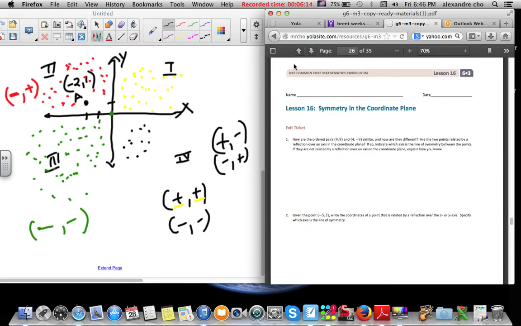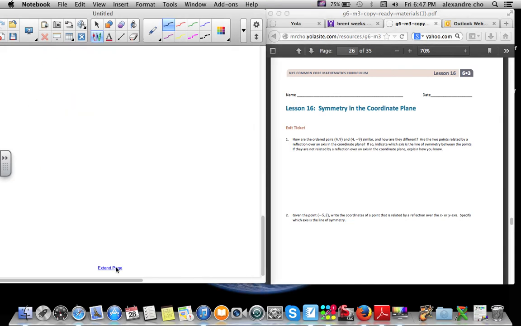26. How are the other pairs, 4, 9 and 4, negative 9, related? You can do this on graph paper so you can see it better than I do. Okay, let's do it. 1, 2, 3, 4, and it tells you 9. Go up 9. 1, 2, 3, 4, 5, 6, 7, 8, 9. So 4, 9 would be about there, roughly. And 4, negative 9 would be 1, 2, 3, 4, 5, 6, 7, 8, 9, negative 9.